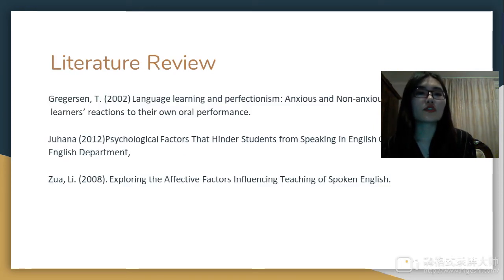And about the literature review, I studied the work of these people: Greek Garrison, language learning and perfectionism, ancients and non-ancients, language learners' reactions to their own oral performance. Joanna, psychological factors that hinder students from speaking in English class, the English department. Zua, exploring the effective factors influencing teaching of spoken English.